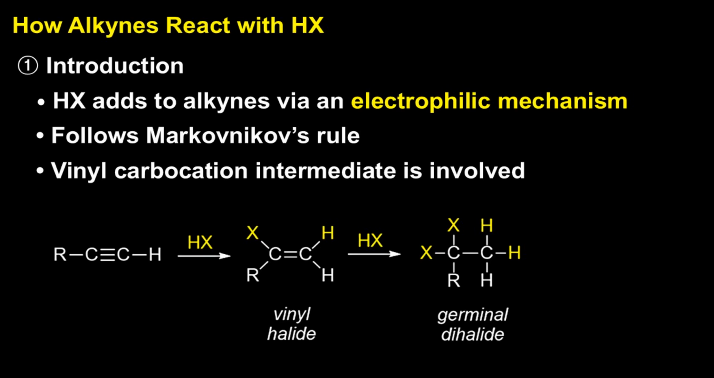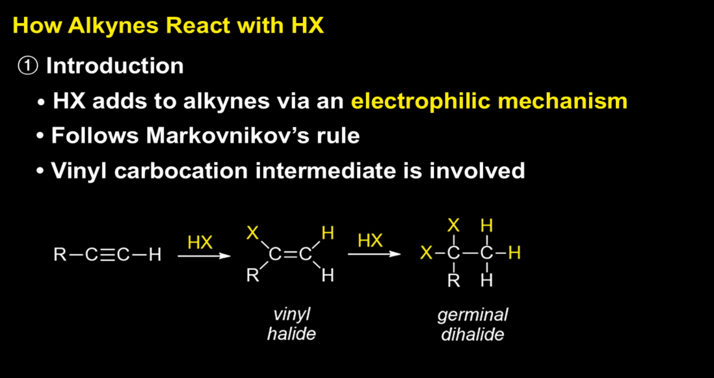Alright, so how does this reaction actually work? When HX adds to an alkyne, it goes through an electrophilic addition, just like we see with alkenes. And it follows Markovnikov's rule. The hydrogen adds to the carbon that already has more hydrogens on it. But here's the interesting part. We're not just adding HX once. If there's excess HX in the reaction, it adds twice to the triple bond.